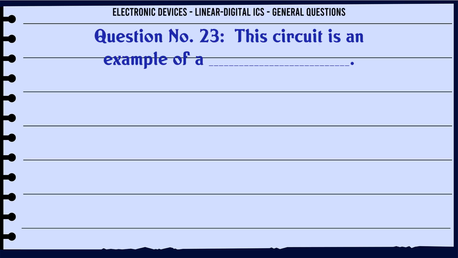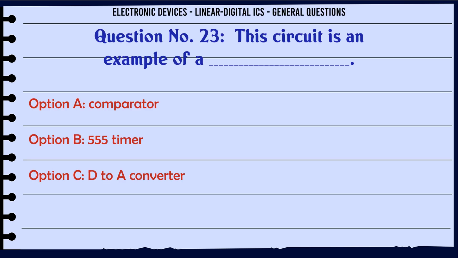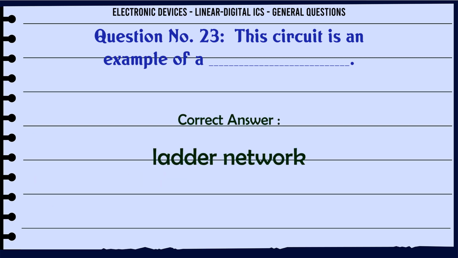This circuit is an example of A. Comparator, B. 555 timer, C. D to A converter, D. Ladder network. The correct answer is ladder network.